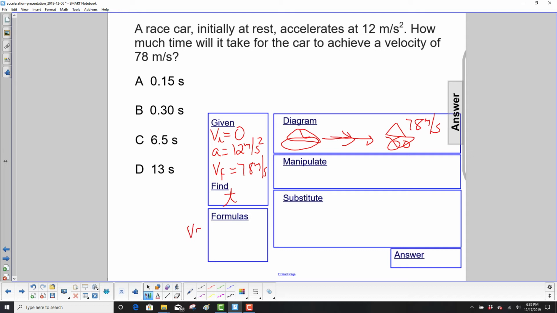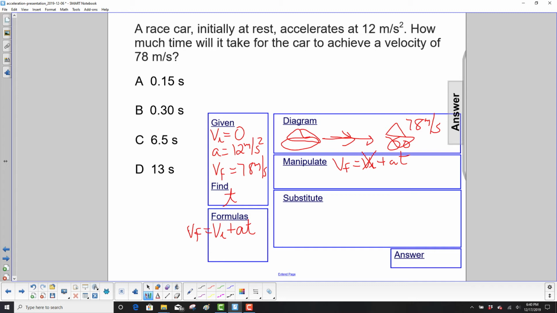That's the first kinematics equation. Vf is equal to Vi plus at. But we're trying to find time, so we do have to manipulate this. Vf is equal to Vi plus at. Now, before we do anything, let's take advantage of the fact that Vi is 0. So that term goes out.